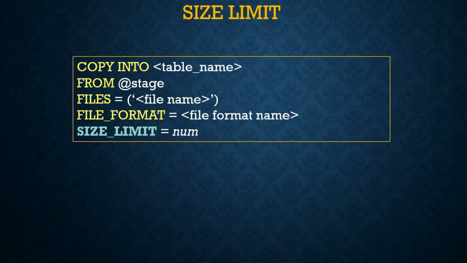Even if the first file exceeds the limit, it will still be fully loaded. Once the total size of loaded data crosses the specified limit, the copy operation will stop. So, if the limit is reached after the first file, then no additional files will be loaded. Let us see this in action.